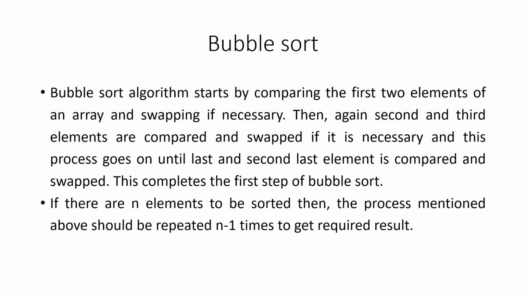We will understand it better with the diagram in the next slide. I'm just giving a small brief idea about bubble sort. If there are n elements to be sorted in the array, then we need to repeat this process, comparing elements and swapping if necessary, n minus one times. So if there are 10 elements in an array, we need to do this operation 9 times in order to achieve the correct result.